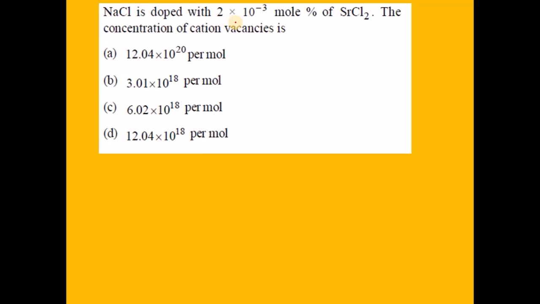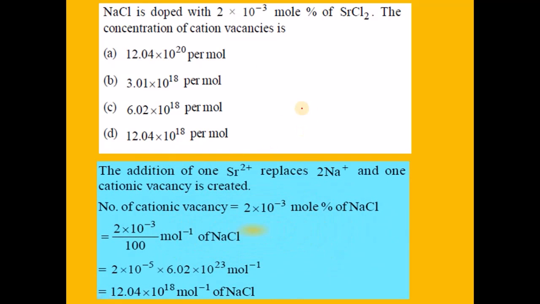NaCl is doped with 2 × 10^-3 mole percentage of strontium chloride. The concentration of cation vacancies is asked. Here this percentage is nothing but the cation vacancy. That should be multiplied with Avogadro number to get the answer. That is 12.04 × 10^18 we got. So that is option D.